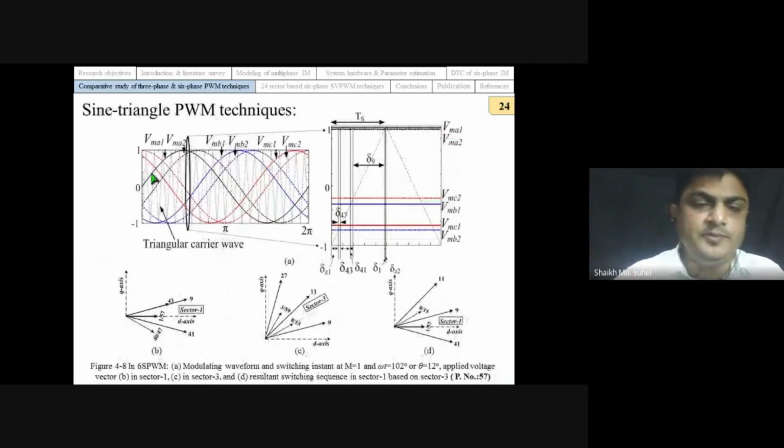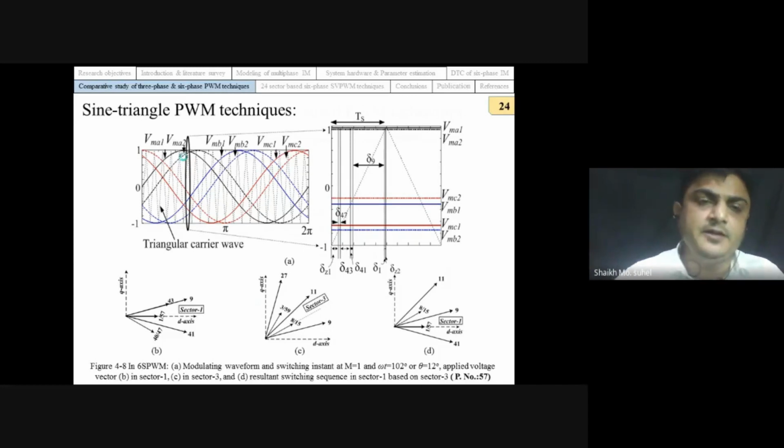The second PWM technique that we selected for comparative study is the sinusoidal PWM technique. We have analyzed the sinusoidal PWM technique using the space vector approach to find out which voltage vectors it utilizes. The conclusion is that during the first sector it utilizes these 5 voltage vectors, and after 2 sectors it utilizes these voltage vectors to generate the reference voltage vector.